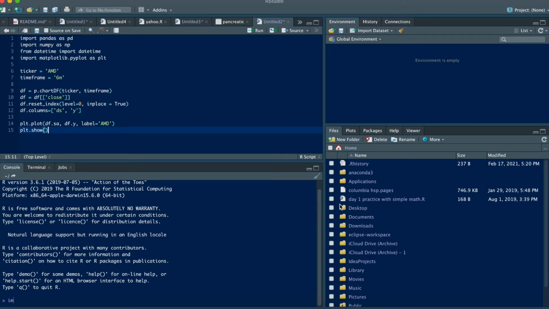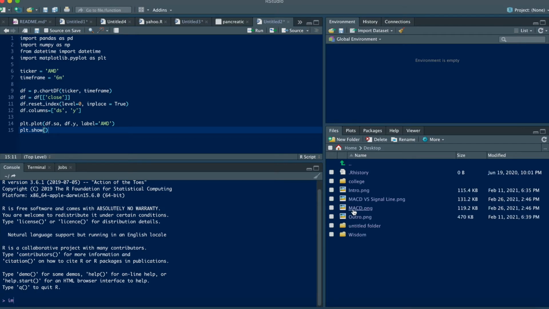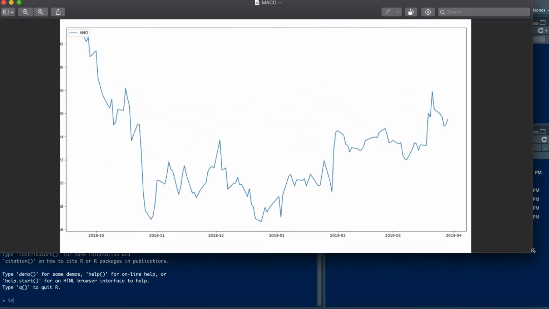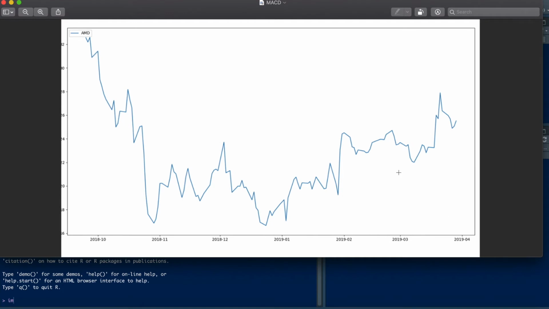So now we need to go to our desktop. It saved it, and it's the MACD alone. Okay, so as you can see, this is AMD's MACD. Once again, MACD stands for the moving average convergence divergence, and this is what is happening over the period of time. So this is really important to understand, the moving average of how it's going up and down over this trending period.